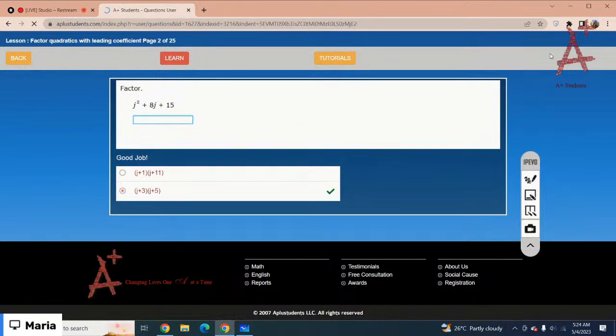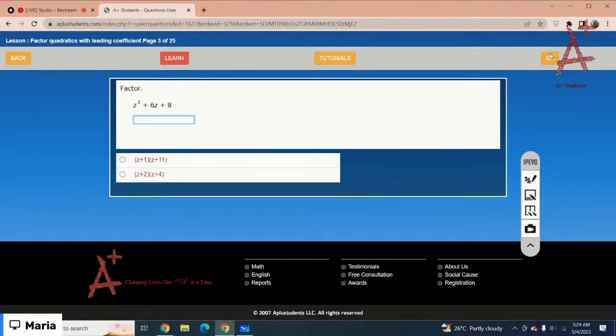This is an easier way. If you have options given, you can select the answer from the options like this. Got it? Z square plus 6z plus 8. You need to find two factors that when multiplied make 8 and when added make 6. So which is the correct option? That is option number 2. 4 plus 2 makes 6 and 4 times 2 makes 8. Got it?